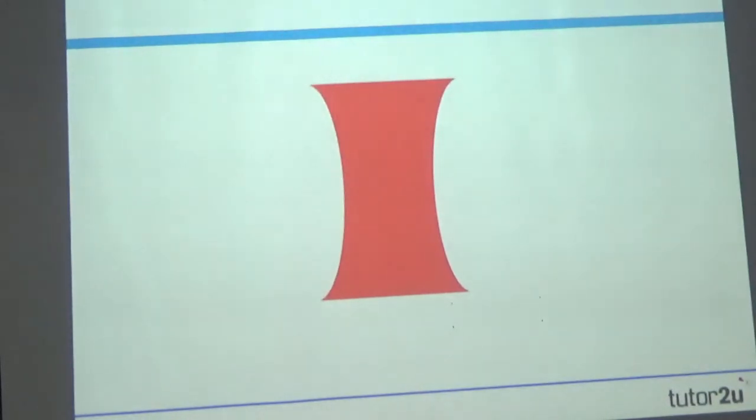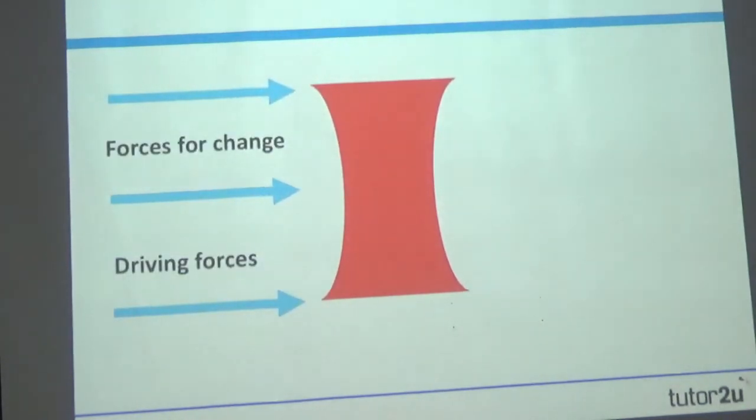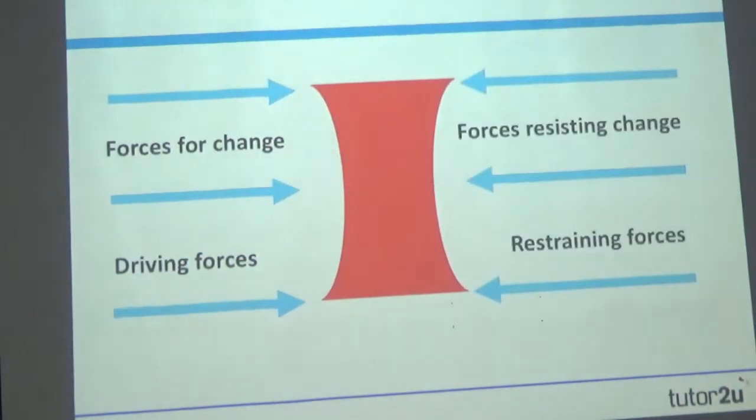The key to understand is to remember there are two parts to the force field. The parts on the left are those forces which are pushing for change, what are known as the driving forces. We'll have a look at a few of those in a minute. Against those were the forces which resist change, what are called restraining forces. So you can see the model is essentially a balance between the forces on the left pushing in: are they stronger or weaker than the forces on the right?